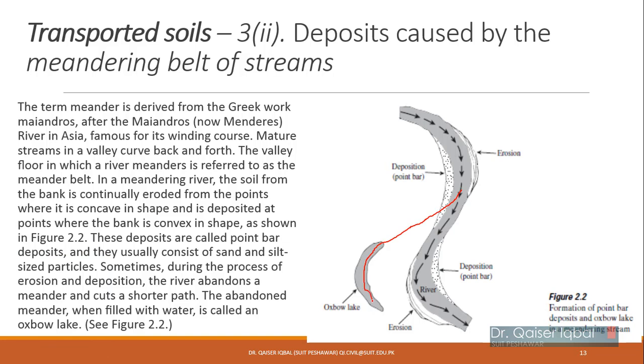It may have had this path, like this. But because of this cutting and deposition, later on it chose to follow this path, which is a shorter path. So this path was basically abandoned, leaving this lake-like deposit over here, which is called an oxbow lake. You may have seen oxbow lakes commonly in meandering rivers.